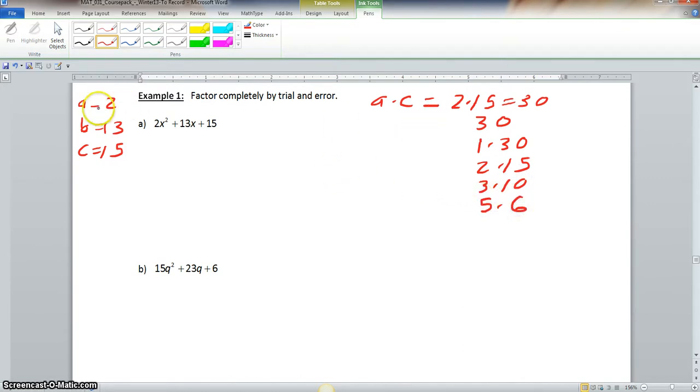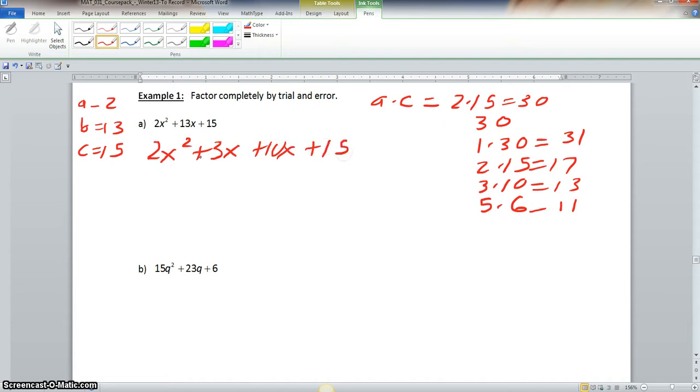Now, since all of these A, B, and C's are positive, we just add these together. We add 31, 17, 13, and 11. Now we want to get what B is equal to, which is 13. So we would take the 3 and 10. So we write 2x squared plus 3x plus 10x plus 15.